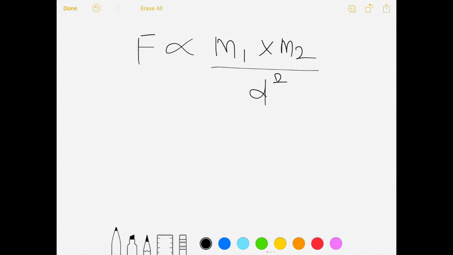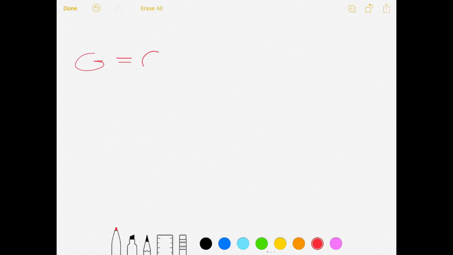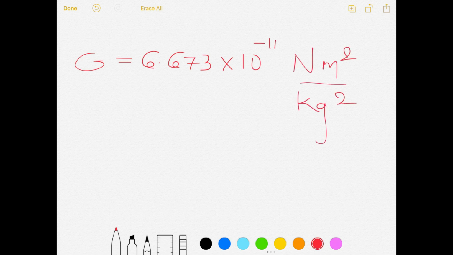To remove the proportionality, placing an equals to sign, we have to take a constant. So F is equal to capital G m1 multiplied by m2 divided by d square, where this capital G is known as the universal constant of gravitation. The value of capital G is equal to 6.67, sometimes taken as 6.67 multiplied by 10 raised to minus 11, the unit Newton meter square per kg square. So this is it about Newton's universal law of gravitation.